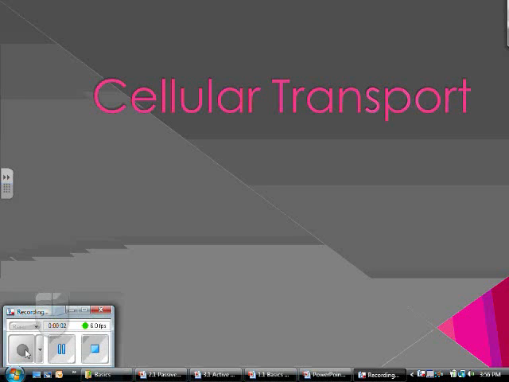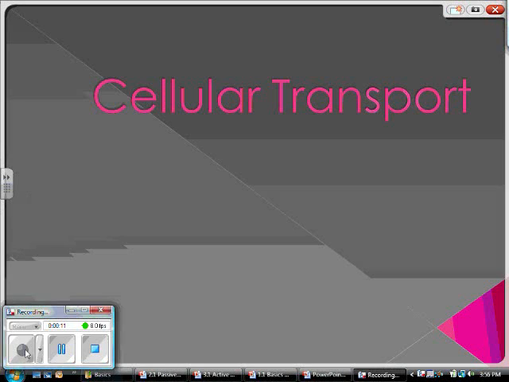All right, so the unit that we are starting is a unit on cellular transport. The important thing for us to focus on is exactly what cellular transport is. And when we talk about cellular transport, we're not talking about actual cell movement. Right? We're not talking about the locomotion of cells and how they get from one place to another. What we're actually talking about is how different substances are transported within a cell across the cell membrane. So specifically, we're focusing on cellular transport across the cell membrane.